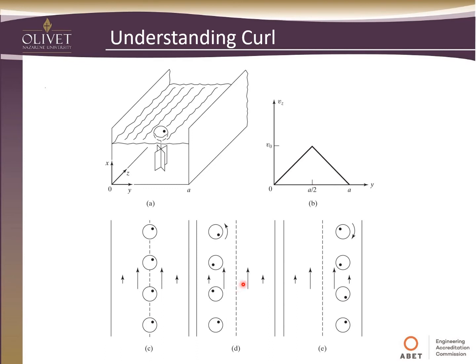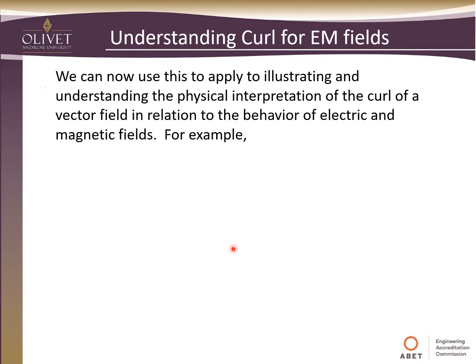This tells us that as we move away from our point, what's the tendency of the fields to turn some charged particles or some other charged substance. We can now use this to illustrate and understand the physical interpretation of the curl of a vector field in relation to the behavior of electric and magnetic fields.